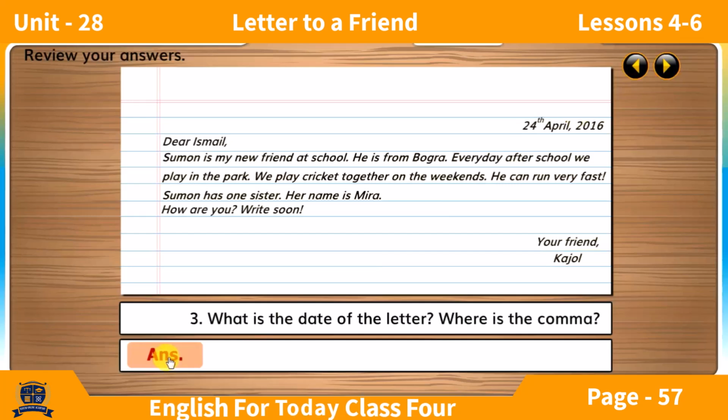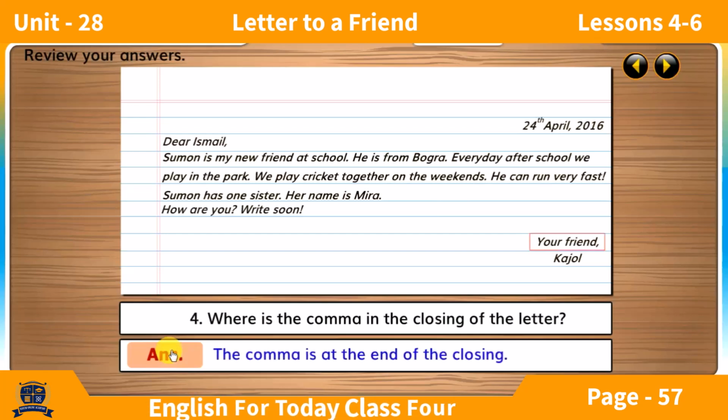Where is the comma? The date of the letter is 24th April 2016. The comma is between the month and the year. Where is the comma in the closing of the letter? The comma is at the end of the closing.